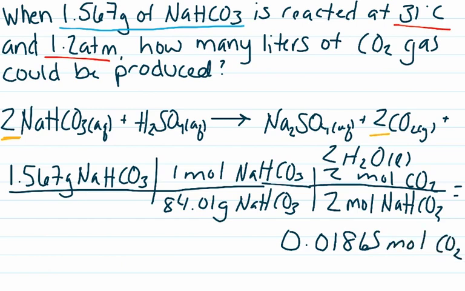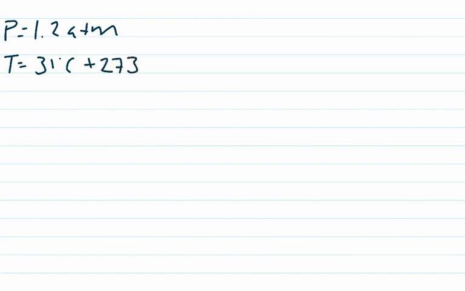Moles of carbon dioxide. Now we have moles of carbon dioxide, and the question is asking us how many liters of carbon dioxide could be produced. So we need to convert from moles of carbon dioxide to liters of carbon dioxide using the other parameters given to us in the question. So we were given that the reaction happened at 1.2 atmospheres, so that's the pressure, and it also happened at 31 degrees Celsius, which let's just convert to Kelvin right here.